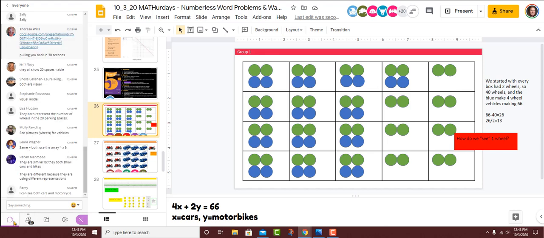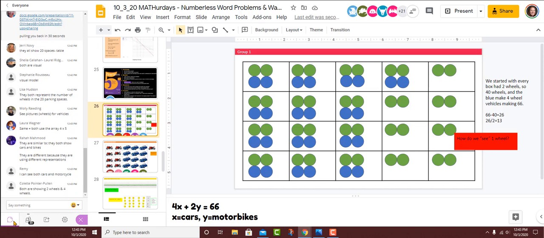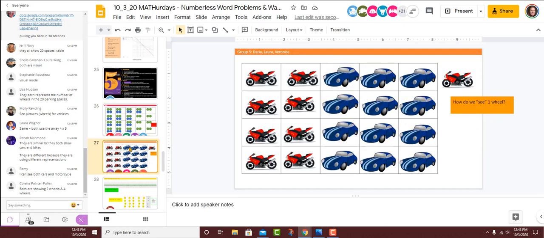Raha, could I get you to elaborate a little bit on that? You said that they are different because they're using different representations. How do you see that? Sure, Teresa. On slide 26, we decided to show the wheels using circles or like chips or blocks. So the 4 circles represents a car and the 2 circles represents motorbikes. But on slide 27, they decided to use real life clip art to show the 2 wheels and the 4 wheels on a car versus a motorbike.